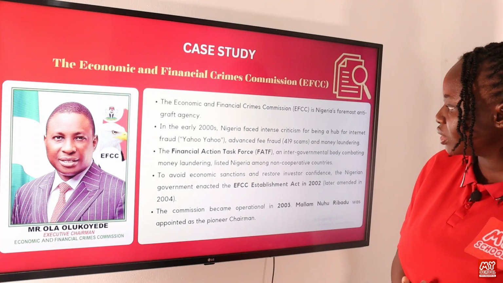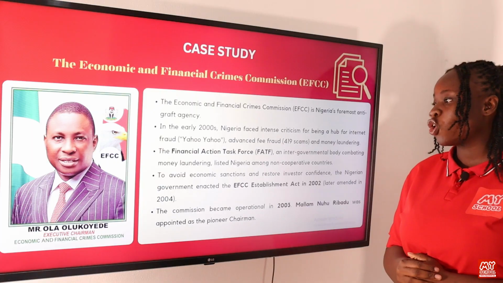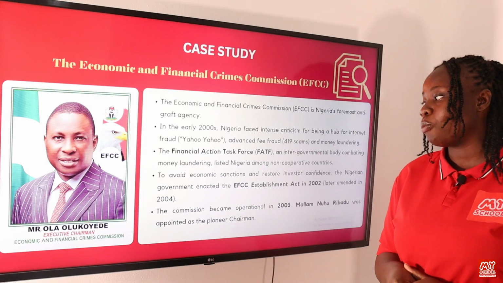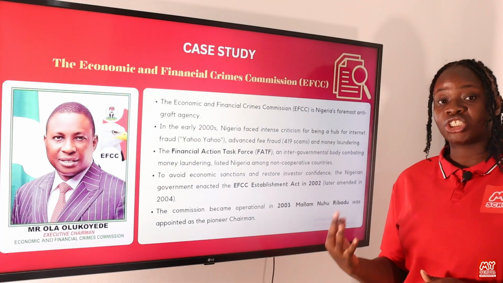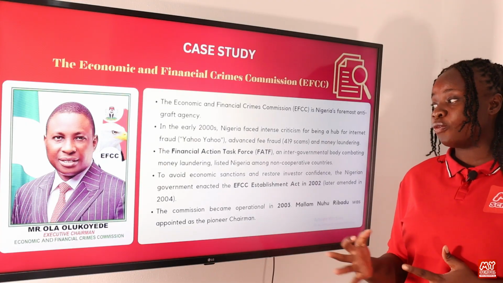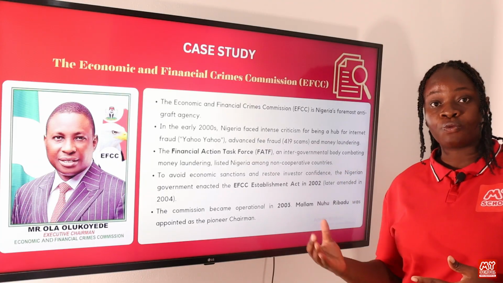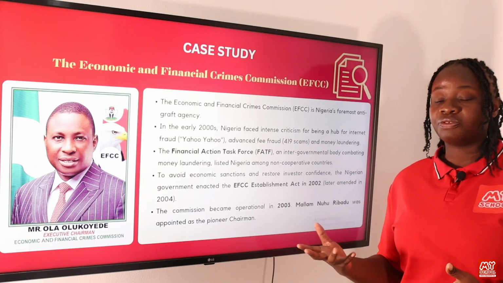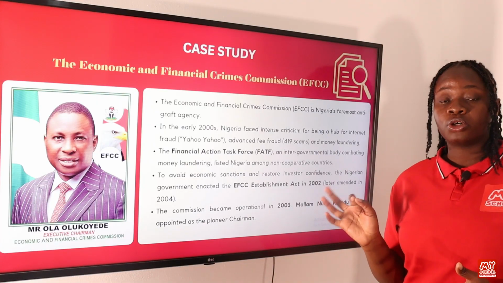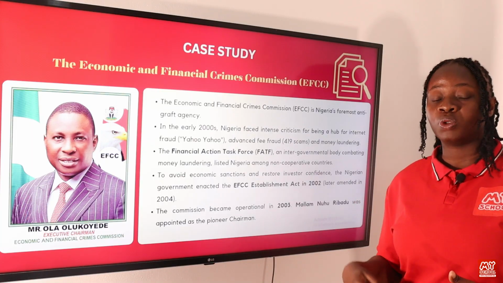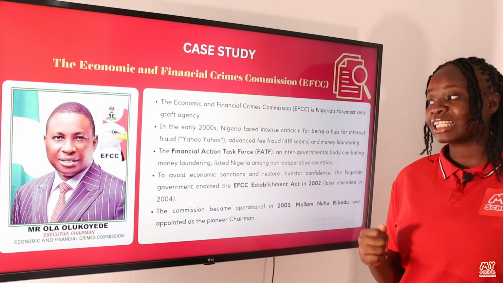The Financial Action Task Force, or FATF, which is an intergovernmental body combating money laundering, listed Nigeria among non-cooperative countries. The FATF is an international body. It comprises agents from different countries of the world coming together to discuss how to resolve or reduce money laundering among the various nations of the world. And so they listed Nigeria as one of the non-cooperative countries that were not willing to comply with some of the regulations that are being created by this task force.